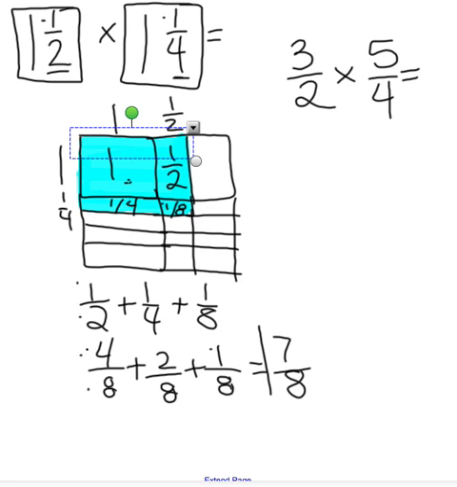So since we're multiplying, what do we know about our denominators? What do we do with our denominators in multiplication? Annalie? Well, our denominators we have to multiply them. They no longer stay the same in multiplication or division. So 4 times 2 equals? 8. And 5 times 3 equals? 15. 15/8.